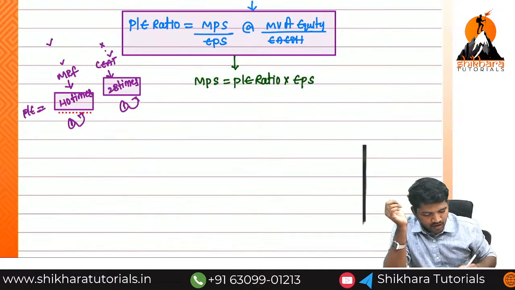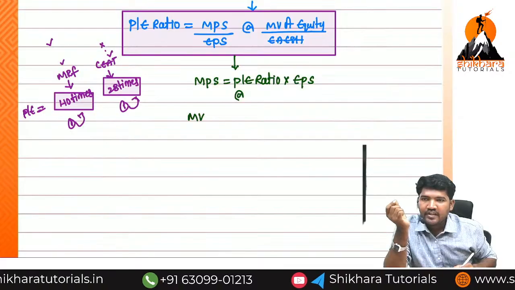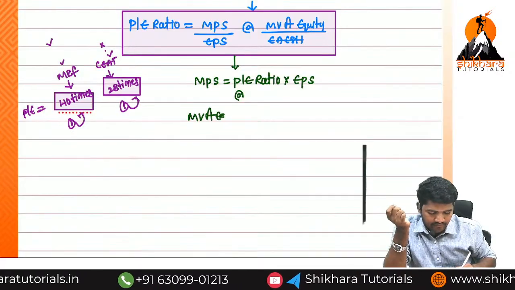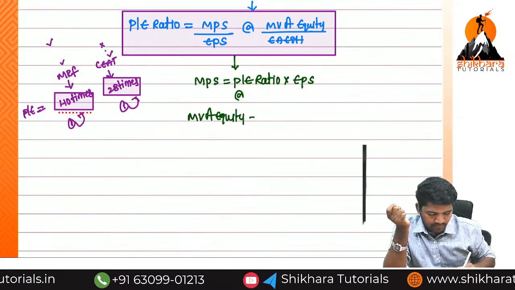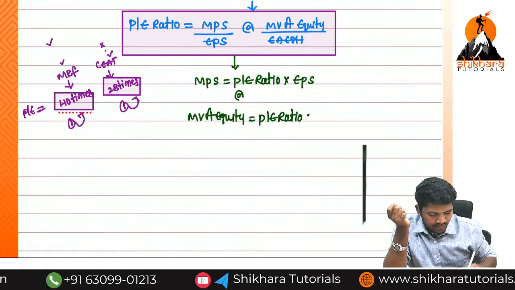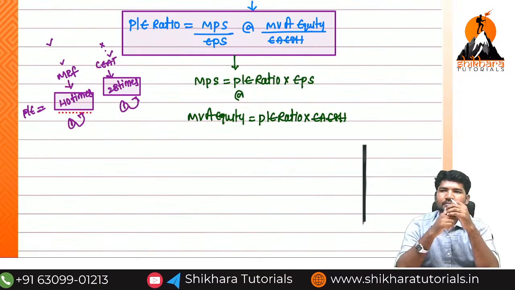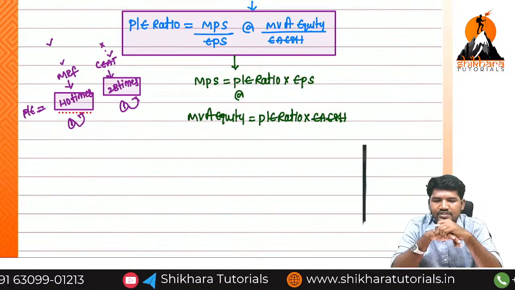When it comes to the alternative, here you will not get market value per share; here you will get market value of equity. How? PE ratio into EAESH. PE ratio into EAESH.